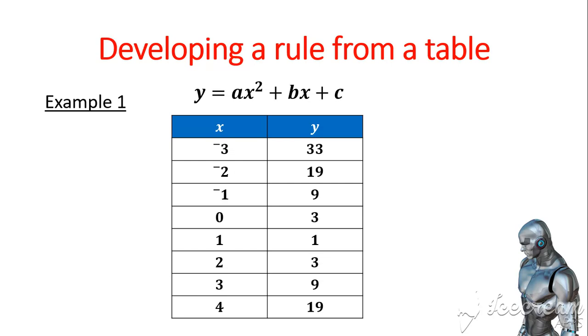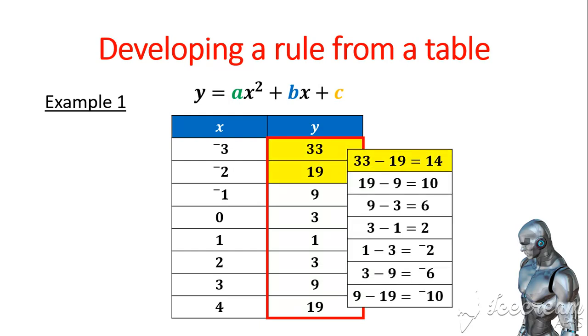So let's get started. To do that, we start off with the y values. We work out the difference between each of them. So we're going to go 33 minus 19 is 14. 19 minus 9 is 10. 9 minus 3 is 6. 3 minus 1 is 2. 1 minus 3 is negative 2. 3 minus 9 is negative 6. And 9 minus 19 is negative 10. So that's what we're going to call the first difference.